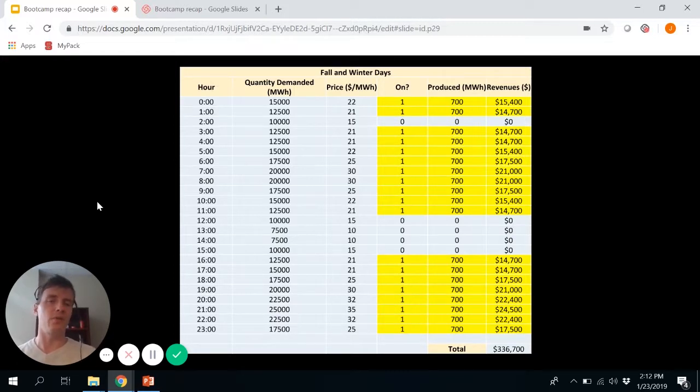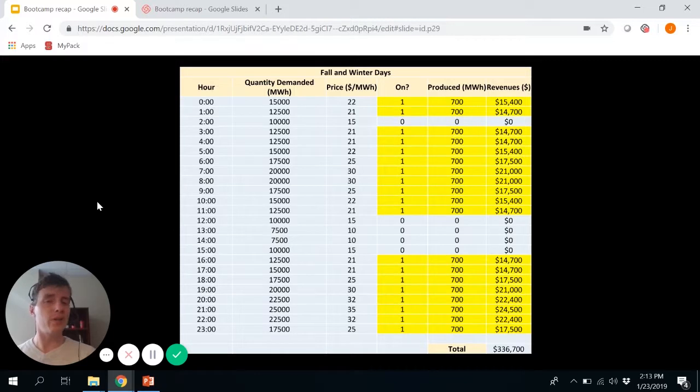So if the value of "on" is 1, indicating that the plant's on because the price is greater than $20, it will produce 700. And any time that the plant is off because the price is less than $20, we're going to get a value of 0 in terms of megawatt hours produced. And then we have one more column to think about all the way to the right, and that is revenues. The revenues are just equal to the amount of electricity that's produced times the price.